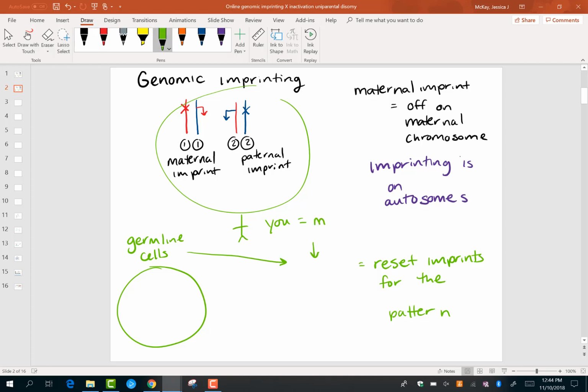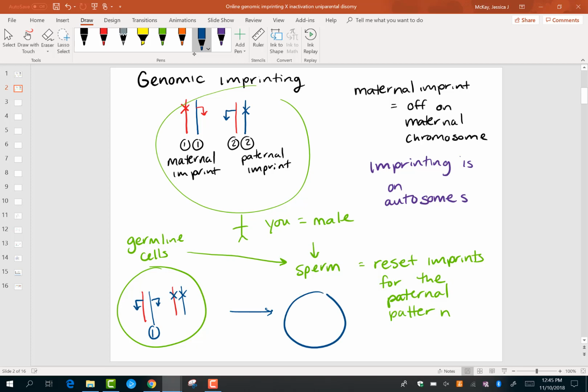Now you are male, which means you're going to produce sperm and reset the imprints for the paternal pattern because you are the father. So again, your germline cells, you're going to erase those imprints and reset them for dad. So that means they're both expressed from chromosome 1 and they're off chromosome 2. So now your sperm will have chromosome 1 on, chromosome 2 off.